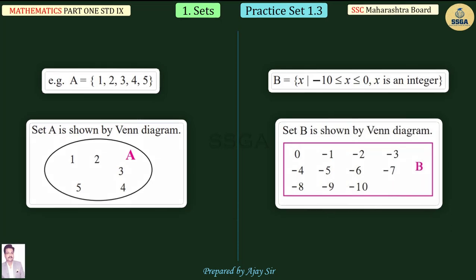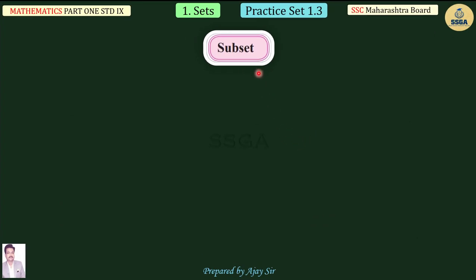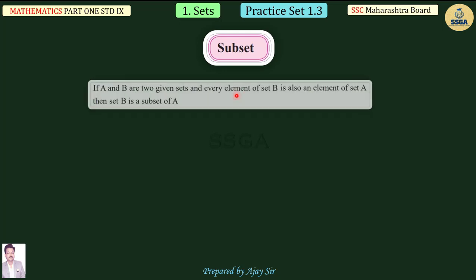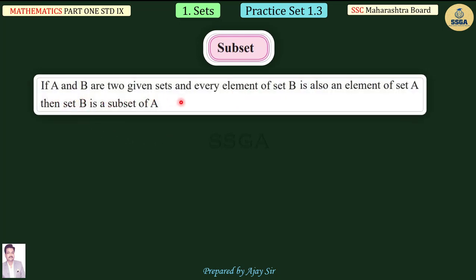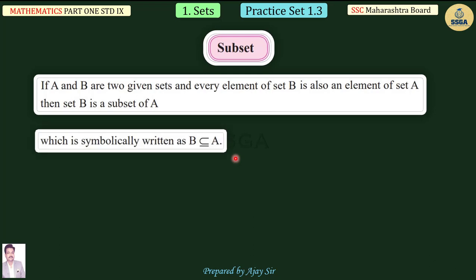Now let us discuss the next point, subset. A subset is a part of a set. Suppose A and B are two given sets and every element of set B is also an element of set A, then set B is a subset of A. If all elements of set B are part of set A, then B is called a subset. Symbolically it is written as B subset A.